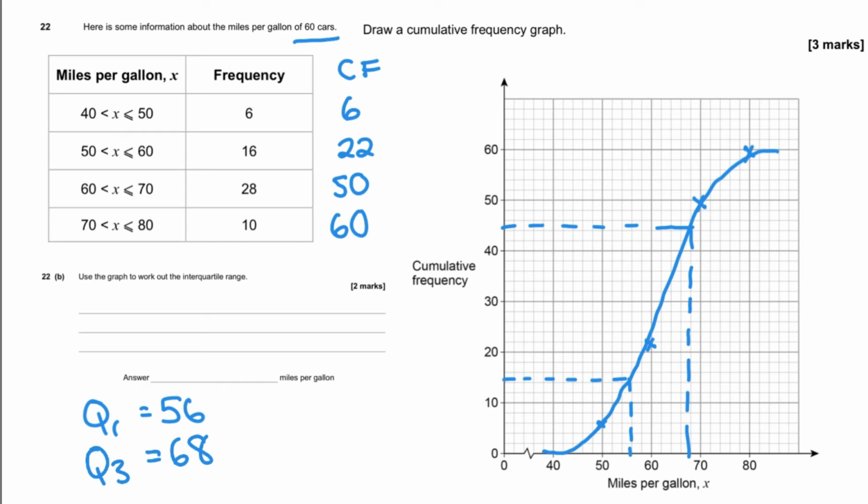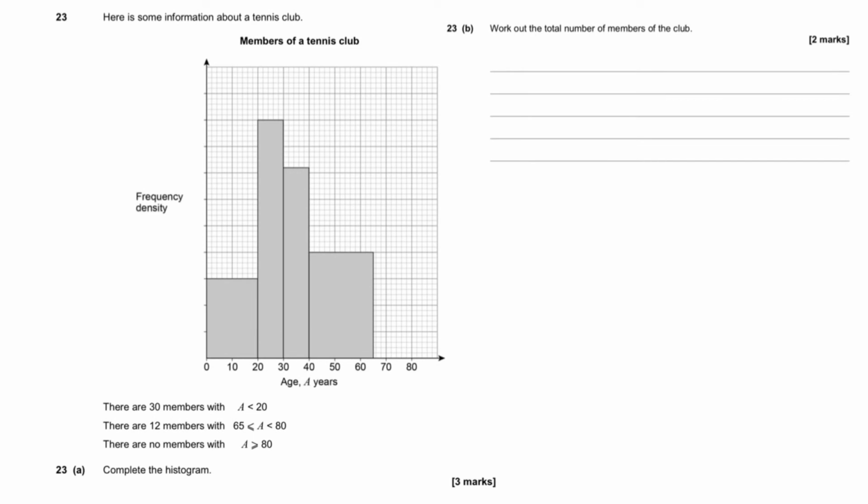So the interquartile range is going to be 68 minus 56, which is 12 miles per gallon. So our next question says, here is some information about a tennis club. Complete the histogram. So looking at our histogram, the frequency density doesn't have any numbers on the scale. So that's the first thing we're going to do.